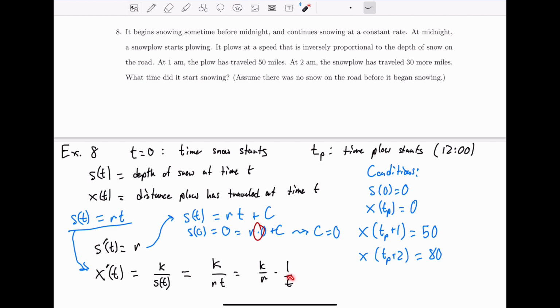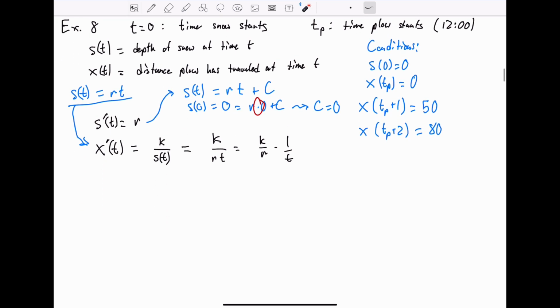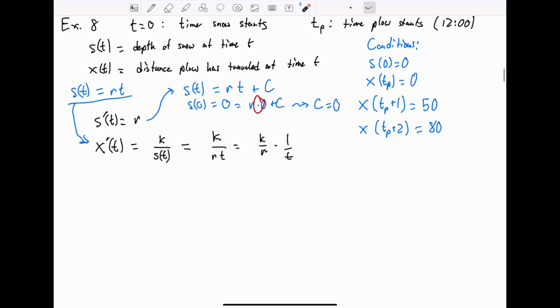t is a variable. This changes. This is time. k and r are both constants. So what we see here, this looks kind of confusing, but k and r are just constants in the context of this problem. So we have an expression for the rate of change of the distance of the plow, or the speed at which the plow travels. We can say that dx dt equals some constant k over r times 1 over t.